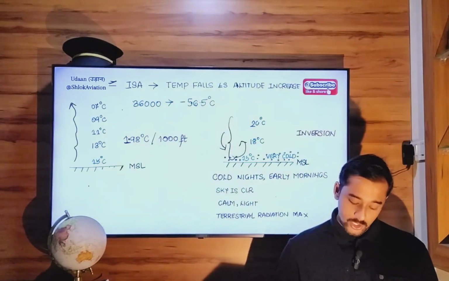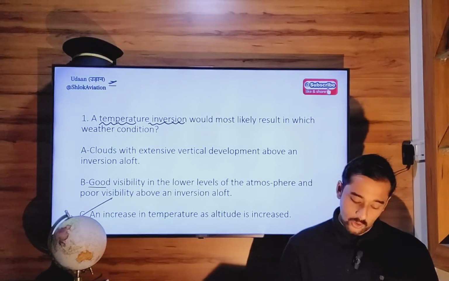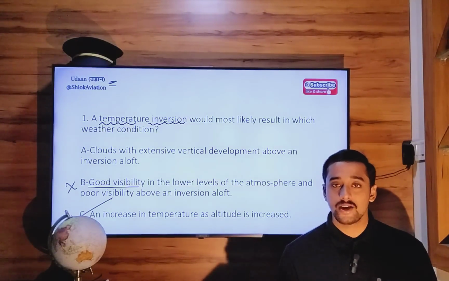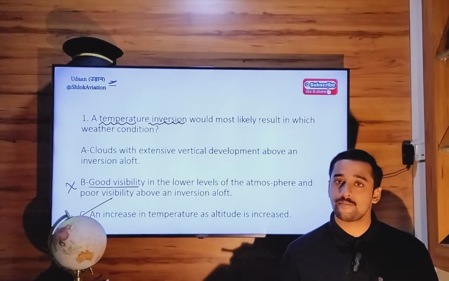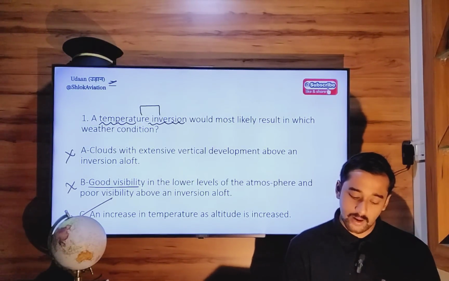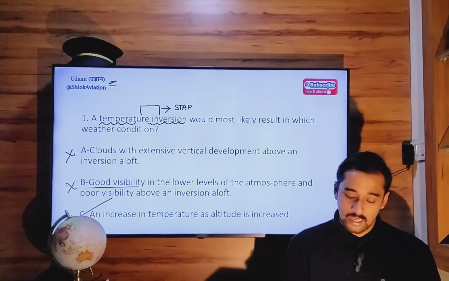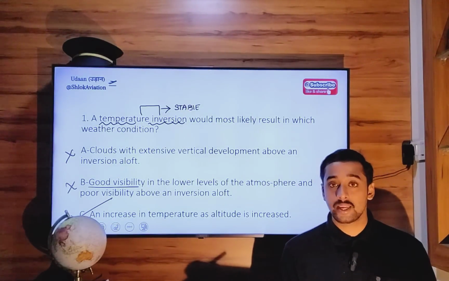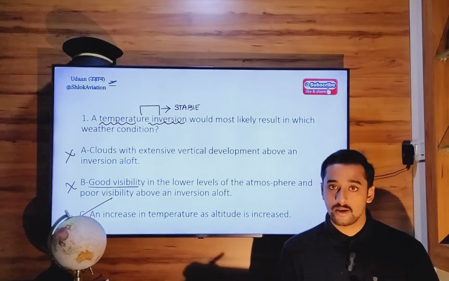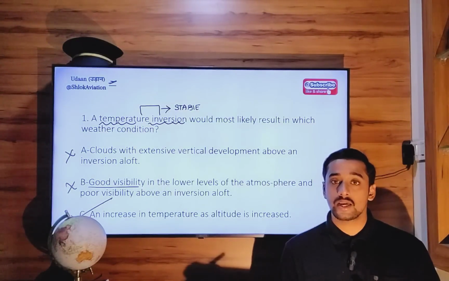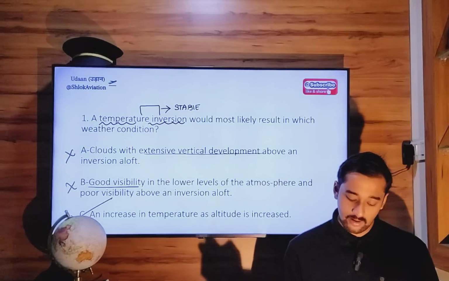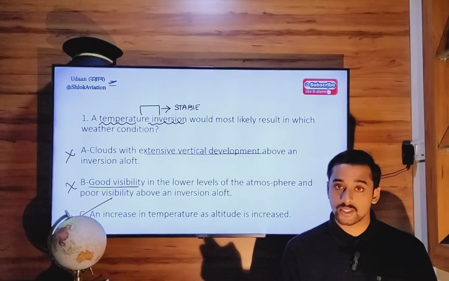So that's why the correct option will be option Charlie. Good visibility, no. You get bad visibility. Good visibility is possible in unstable atmospheric conditions where there is mixing of the atmospheric system. Option A will be wrong because temperature inversion is nothing but a stable atmosphere. A stable atmosphere will not result in clouds with vertical or extensive development. A stable atmospheric layer will result in low level clouds like fog. So clouds with extensive vertical development are not a side effect of inversion.